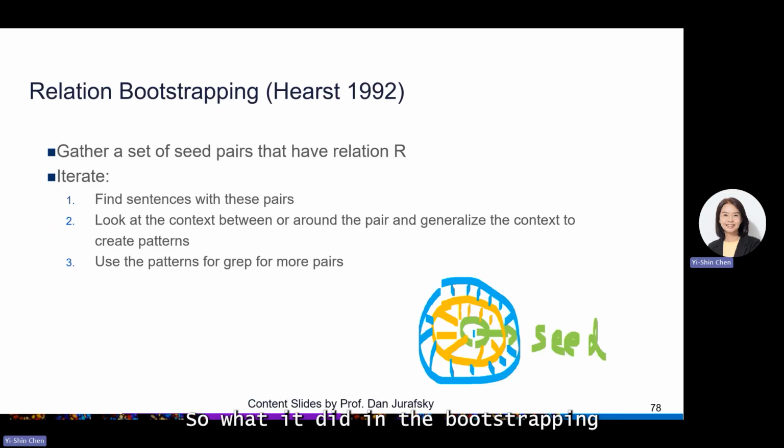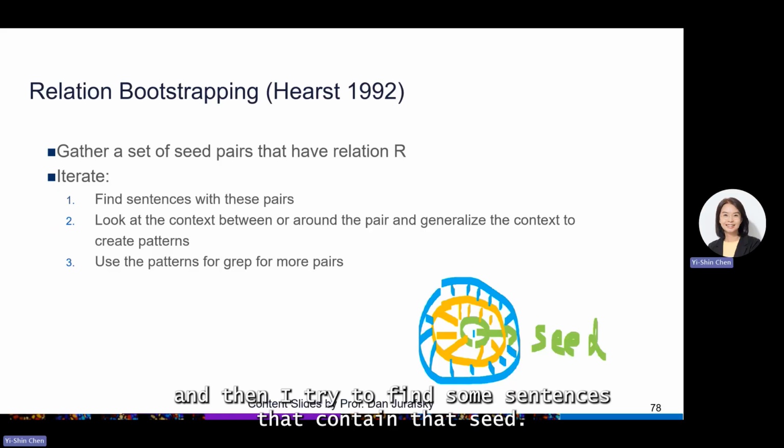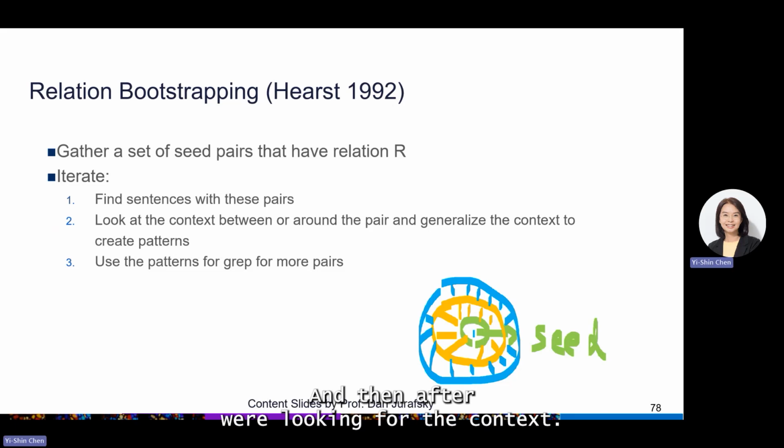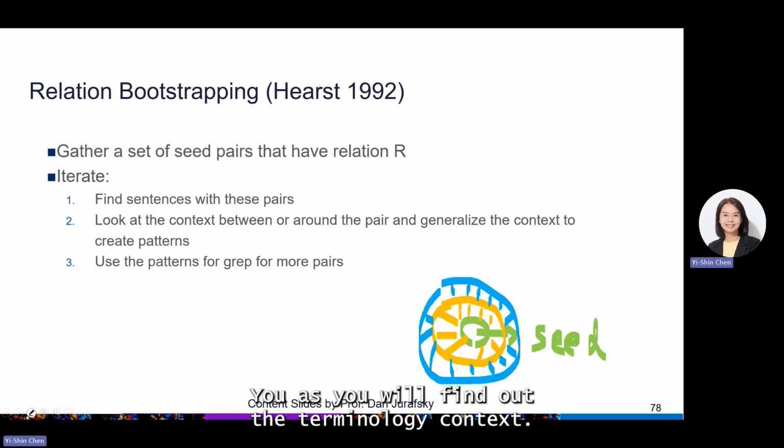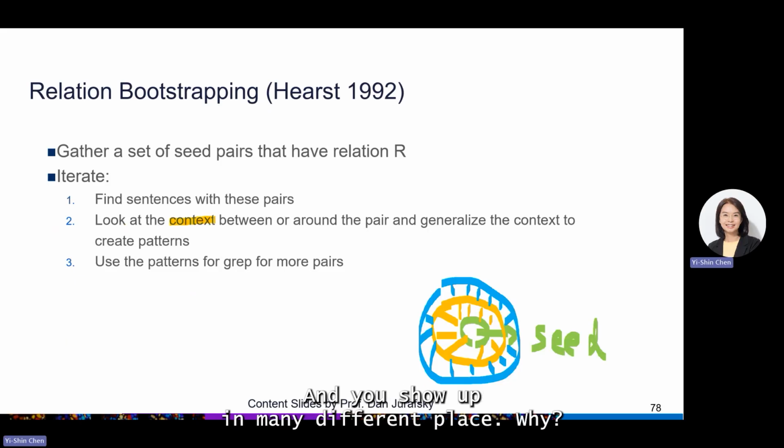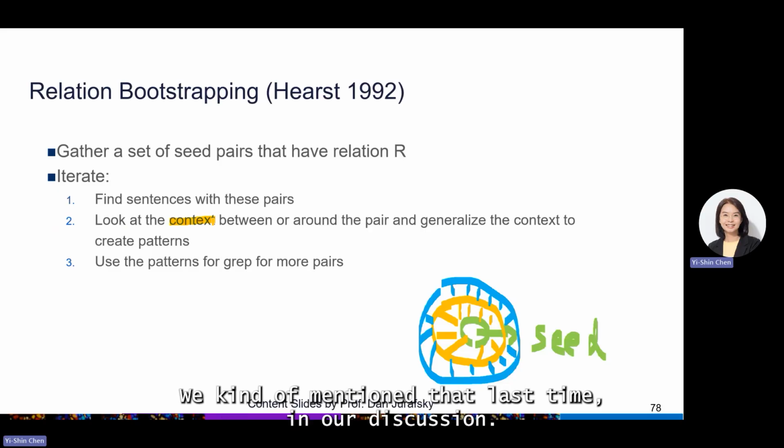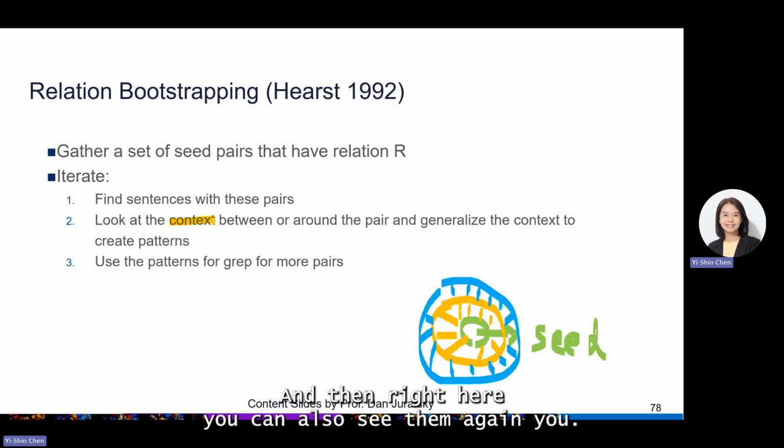So what I did in the bootstrapping is I have some seed, and then I try to find some sentences that contain that seed. Afterward, we look for the context. You will find out the terminology context actually shows up in many different places. Why? Because contexts are really, really important. We kind of mentioned that last time in our discussion, and right here you can see it again.